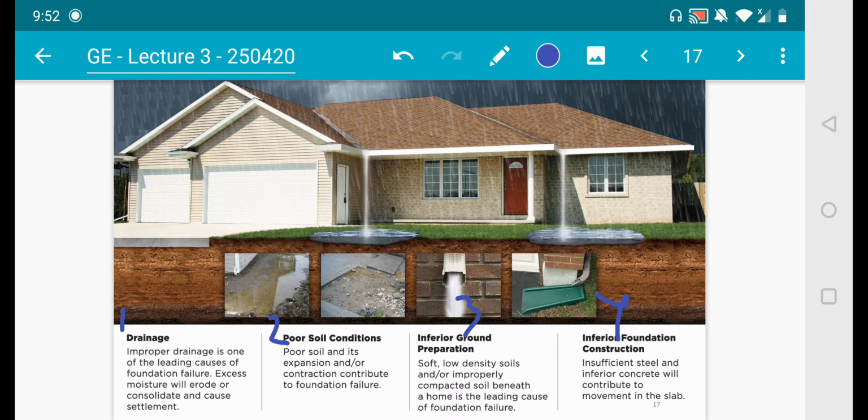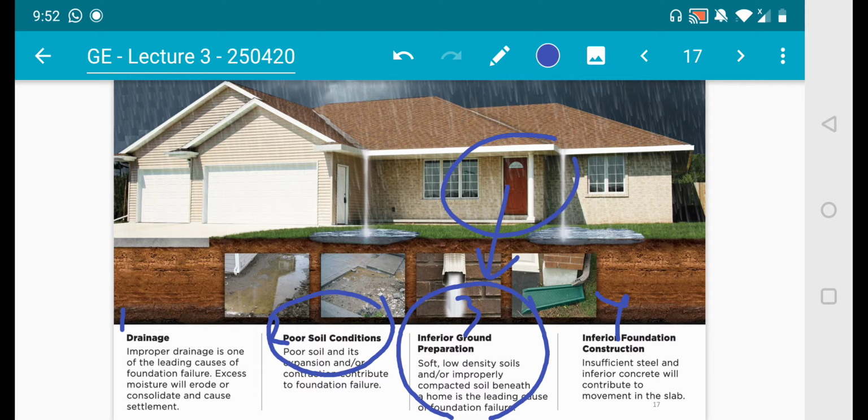The second is poor soil condition. Poor soils and their expansion and/or contraction contribute to foundation failure. So make sure that your house has a good soil condition. Third, inferior ground preparation. Soft, low-density soils and/or improperly compacted soil beneath a home is a leading cause of foundation failure. So this is during construction. When you plan to buy a house, you should look at the contractor doing this, let's say the land development. Make sure it's a quality contractor doing this.